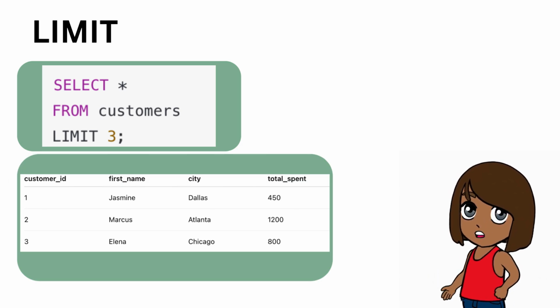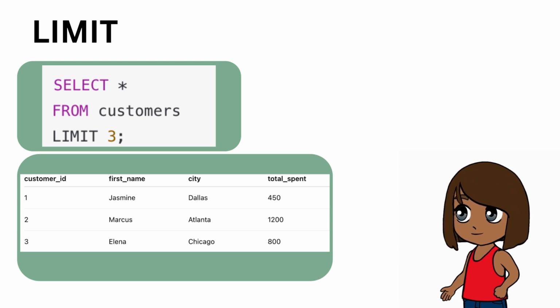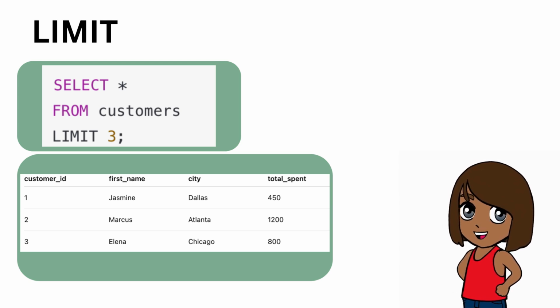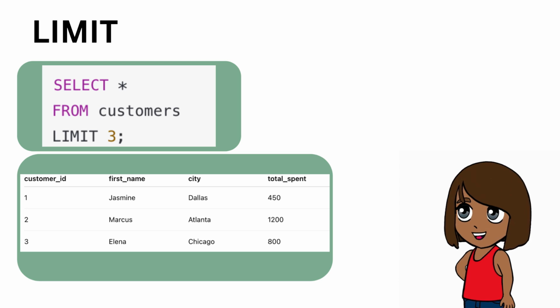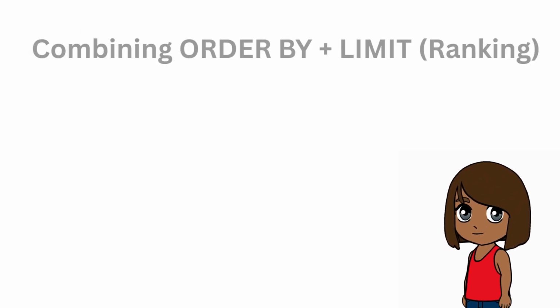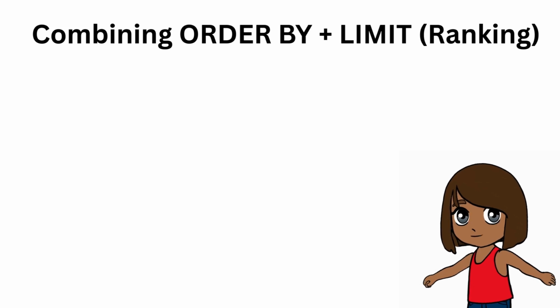It is important to note that without order by, limit does not give you the top rows. It just gives you the first rows SQL happens to return. So by itself, limit is not ranking anything. This is where it gets powerful.